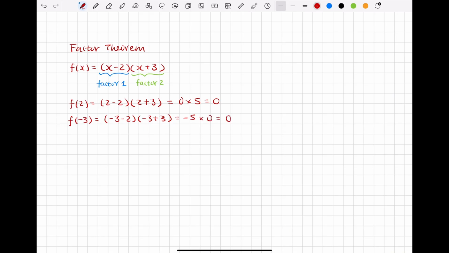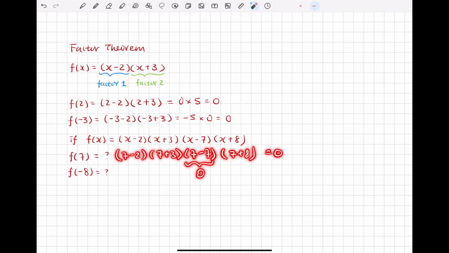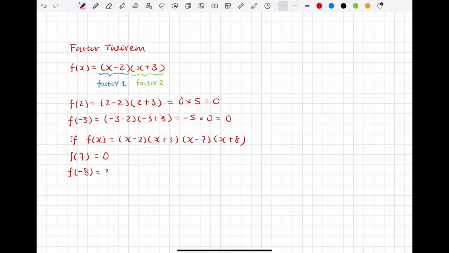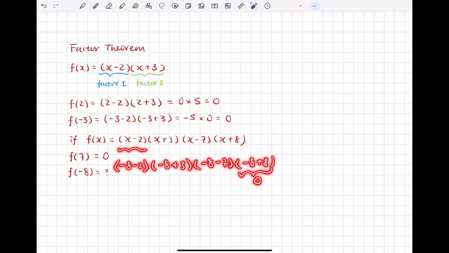Let's think about this one. If f(x) = (x − 2)(x + 3)(x − 7)(x + 8). Now have a think. What is f(7) and what is f(−8)? So f(7) will give us 0 because 7 − 7 is 0. f(−8) will also give us 0 because −8 + 8 is 0.